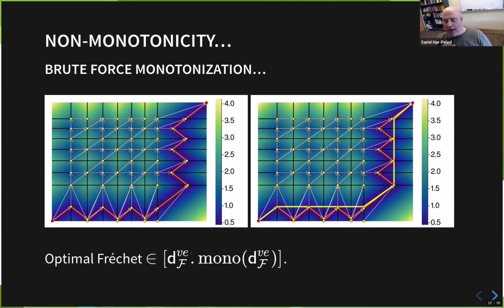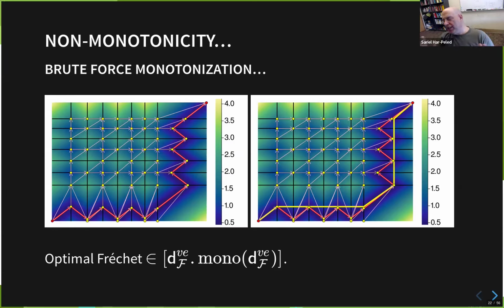And the nice thing about it is that now if we computed it, we have two numbers. We have the leash length according to this weak Fréchet distance, this vertex-edge Fréchet distance that we computed, and we have the distance provided by the monotone morphing, and this gives us the interval. And we know that the optimal Fréchet distance must be in this interval. Now, if this interval happens to be of length 0, we are done.